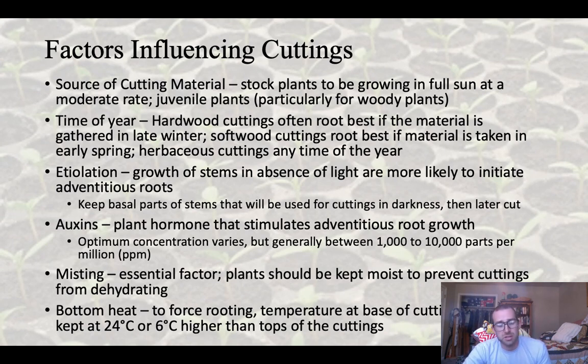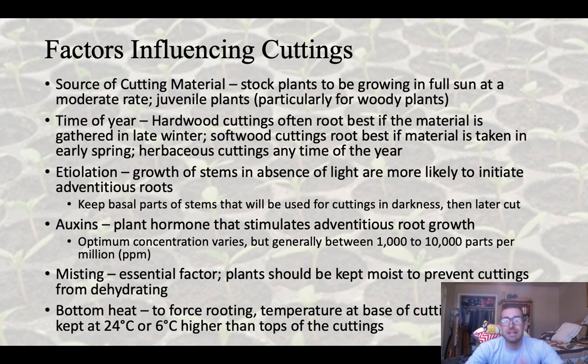As I mentioned in the hormone lecture, auxins are plant hormones that help stimulate adventitious root growth. You can buy pre-mixed auxin concentrations. You can make your own. Generally, you want a concentration of either 1,000 to 10,000 parts per million, 10,000 parts per million being pretty high. But you would take your cutting, dip it in the auxin, and then plant it.